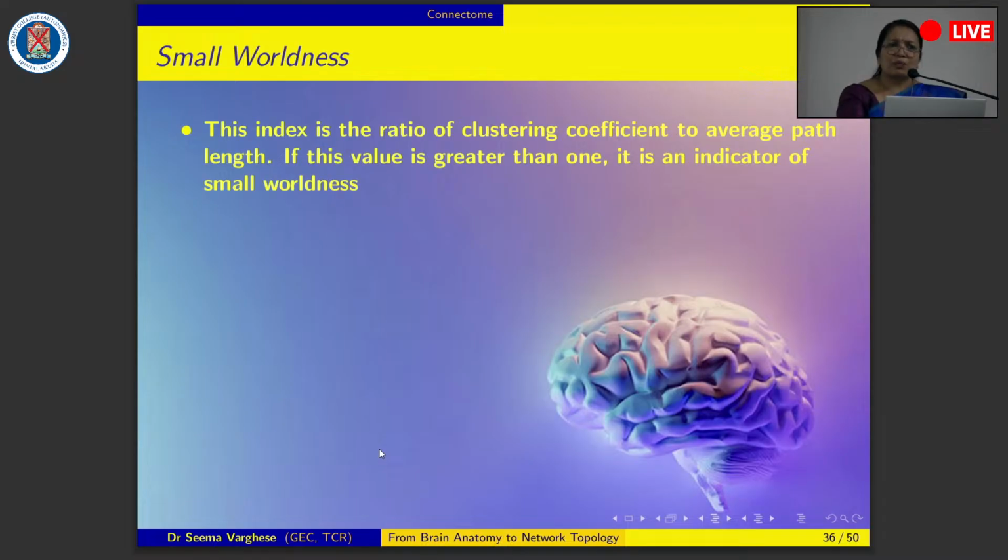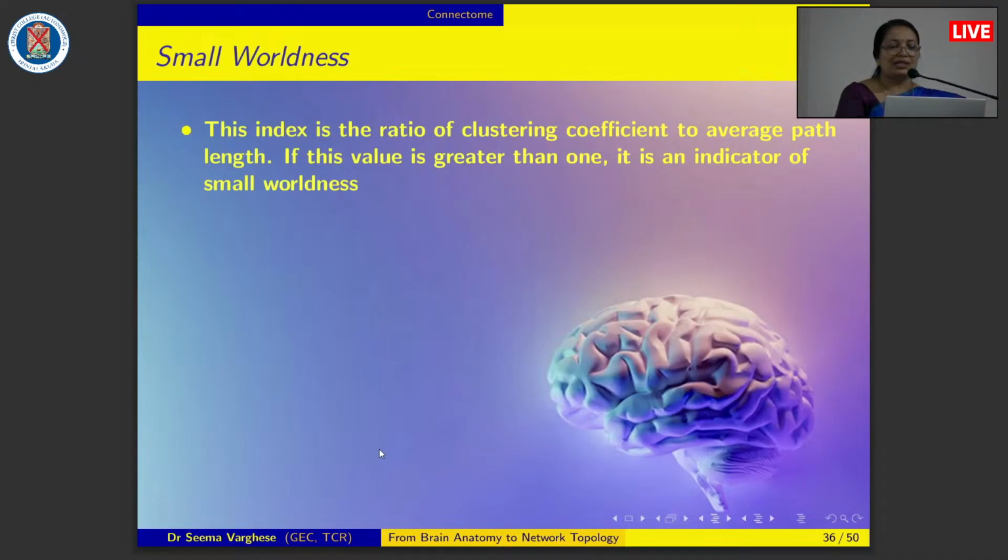This small world property is not only seen in brain networks, it is seen in other networks like social networks and the web graph. You may have heard of the idea of 6 degrees of separation. 6 degrees of separation means in a web graph, you need only a path length of 6 to reach from one vertex to another. Now it is reduced to 5, I think. I'm not sure about that.